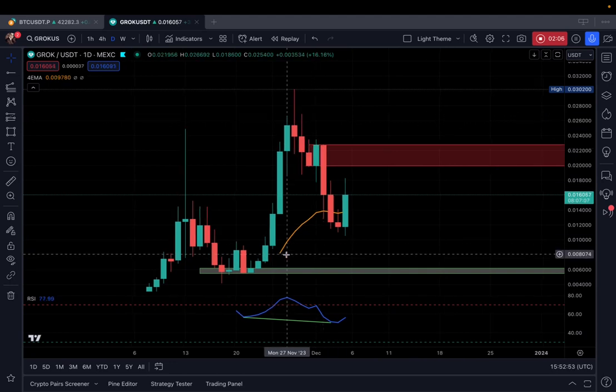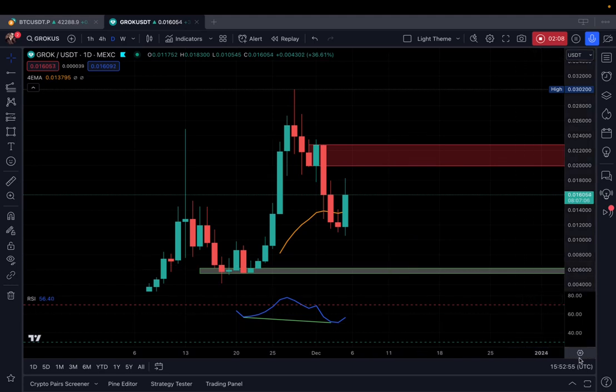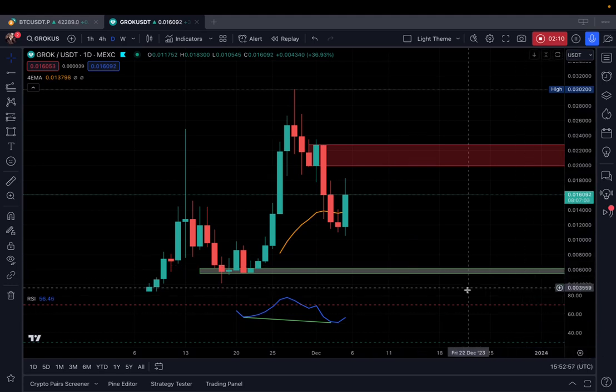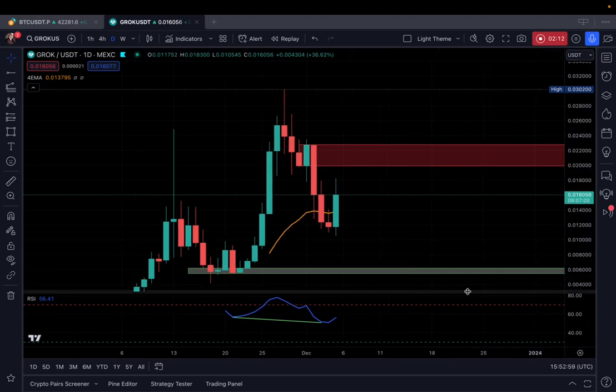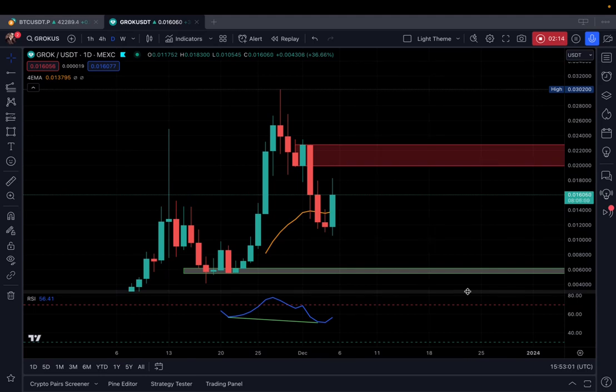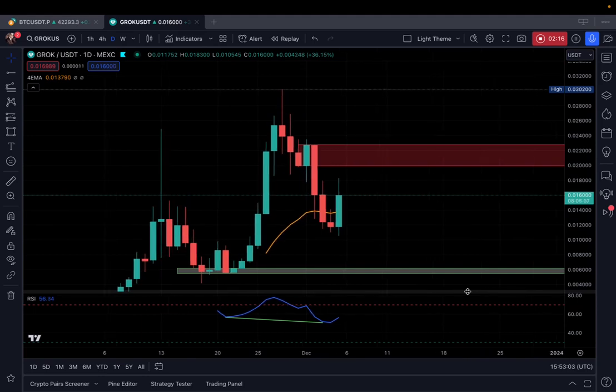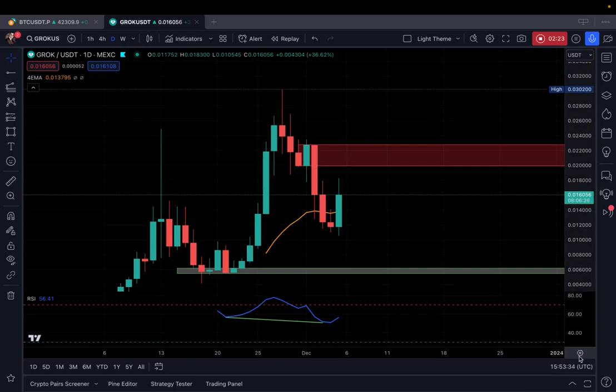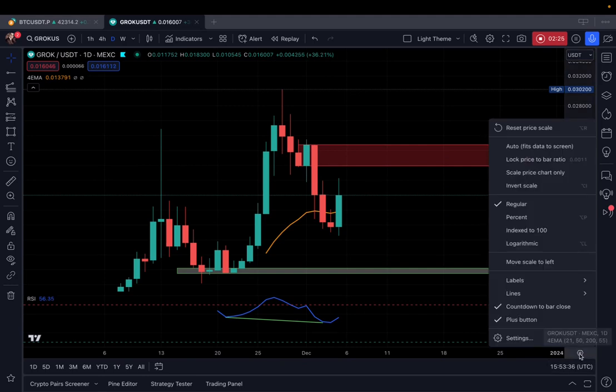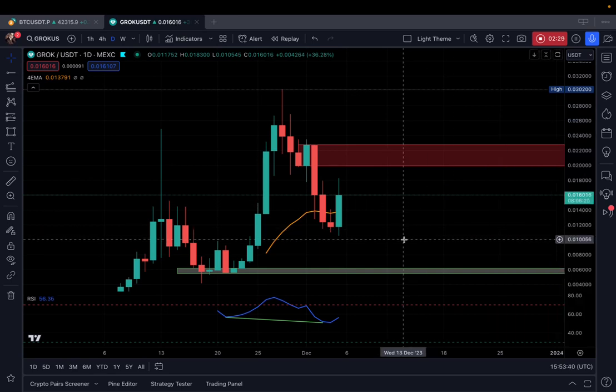First thing is that we should display the asset on an arithmetic chart. A logarithmic chart is not necessary when the chart history is so short, okay? So you go to the settings on your chart and you check regular, okay?